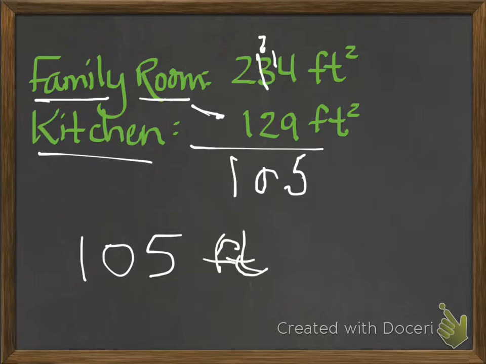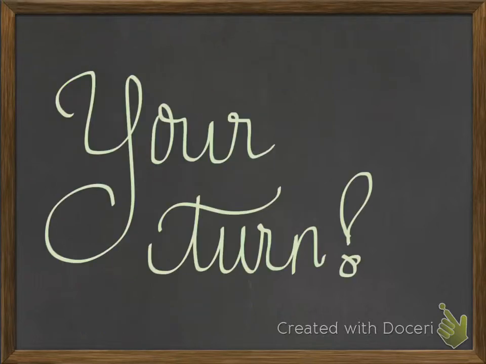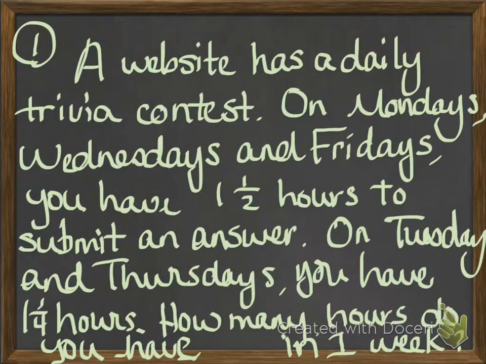105 feet squared will be my answer. Let's see if I can write that a little better. 105 feet squared. Not much better. Let's try another one. This time you are going to figure out what is the hidden problem. Use your clues to figure that out and then solve the entire problem.